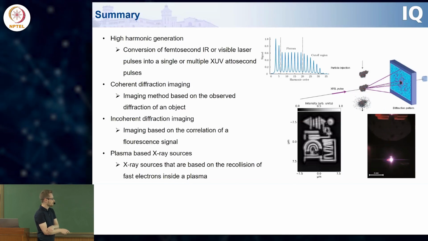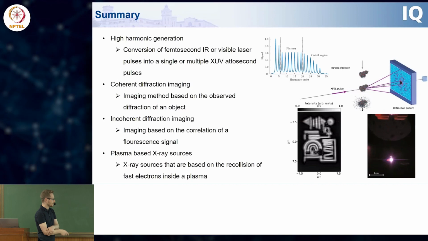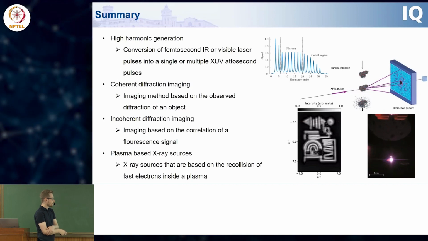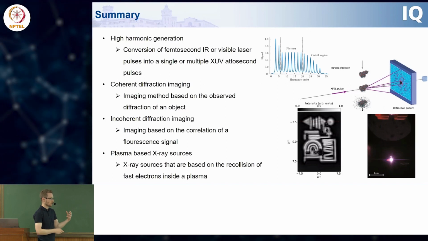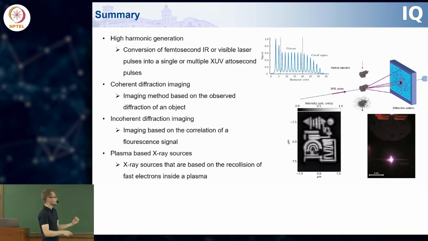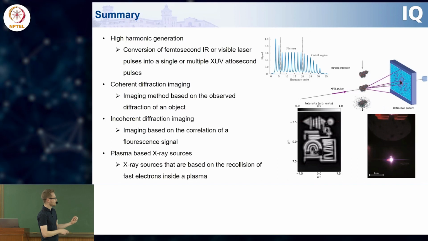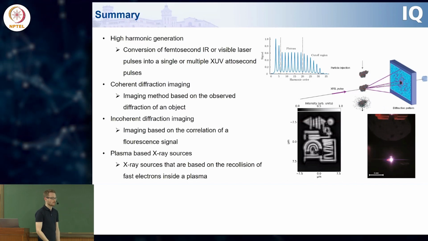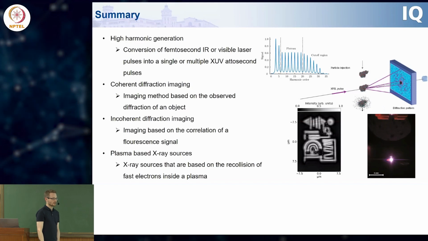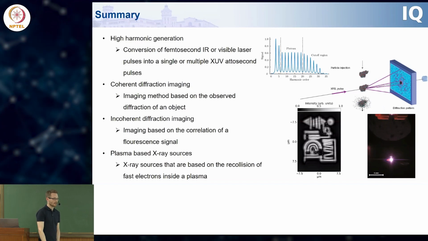Incoherent diffraction imaging, same goes for the fluorescence signal. And then plasma X-ray sources, okay, they can be a future source for enough X-rays to actually come to imaging purposes like incoherent diffraction imaging, but also for plain transmission imaging, as you see, for example, at a doctor, if you make an X-ray of your arm.